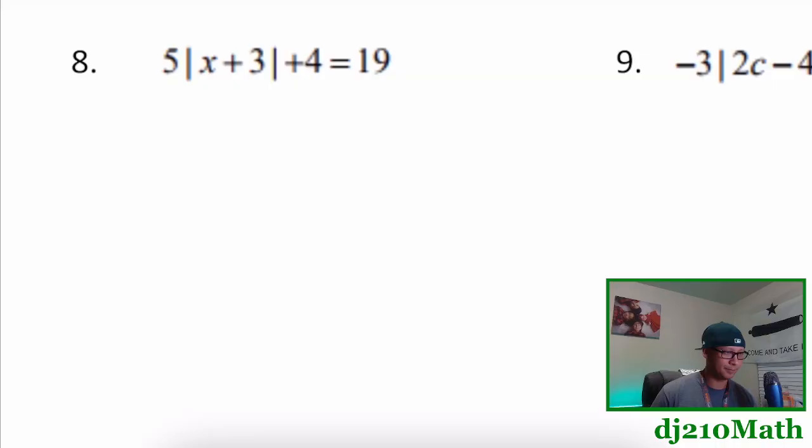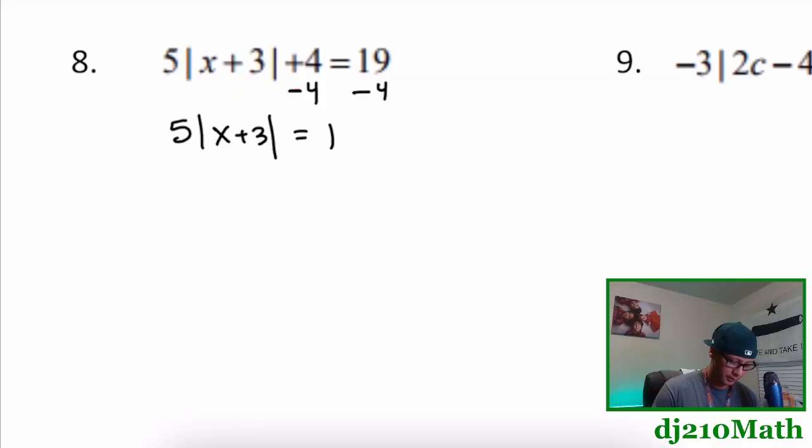All right, number 8. So the first thing I'm going to do is subtract 4. That's typically the first thing you're going to do. I wouldn't necessarily divide by 5 first. That's actually not correct. Always add or subtract first. So we're going to get 5 absolute value x plus 3 is equal to 19 minus 4, 15.